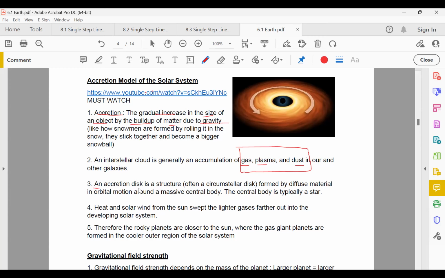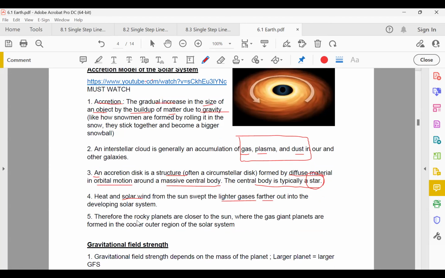An accretion disk is a structure formed by diffuse materials in orbital motion around a massive central body. The central body is usually a star, which is a sun. Heat and solar winds from the sun swept the lighter gases further away into the developing solar system. Therefore, the rocky planets are closer to the sun. Everything that's relatively important I put down in notes already. So just make sure you refer to this.